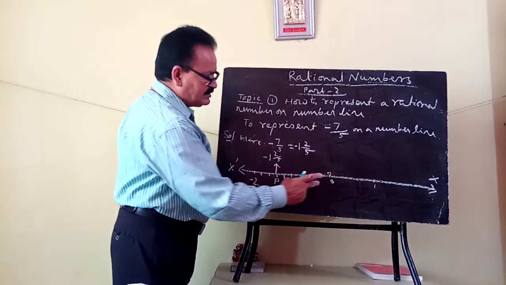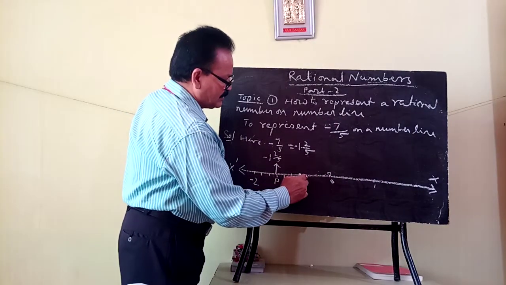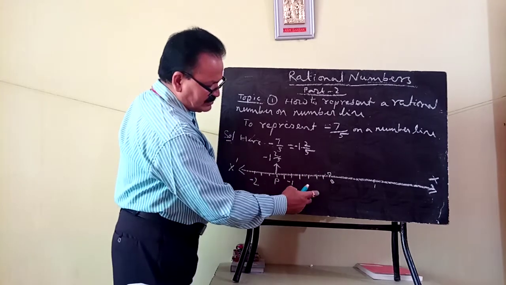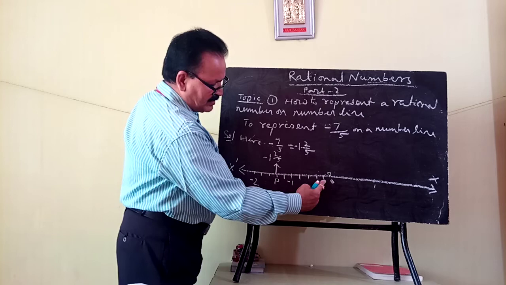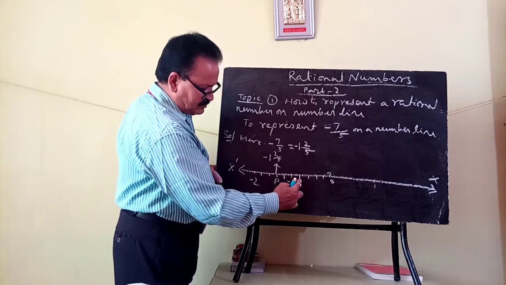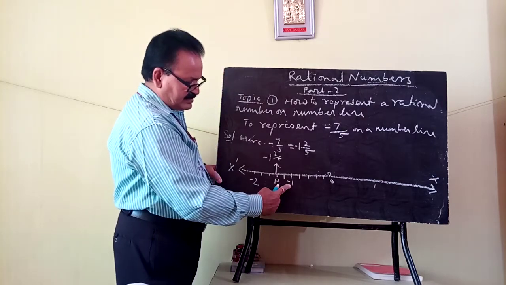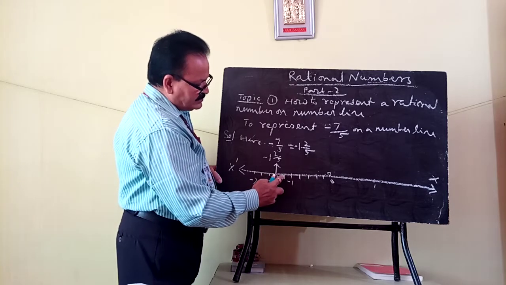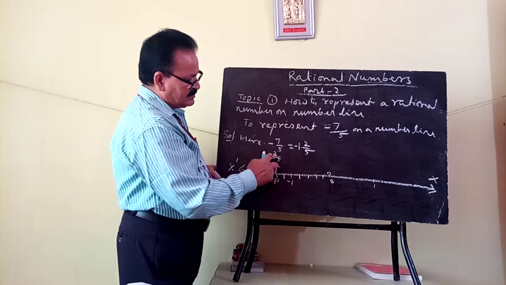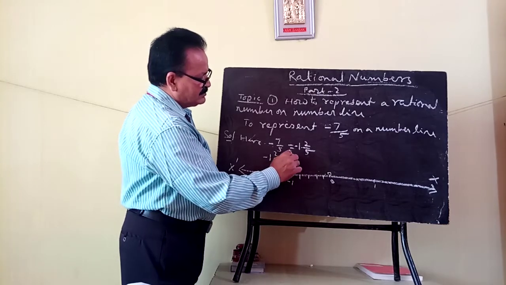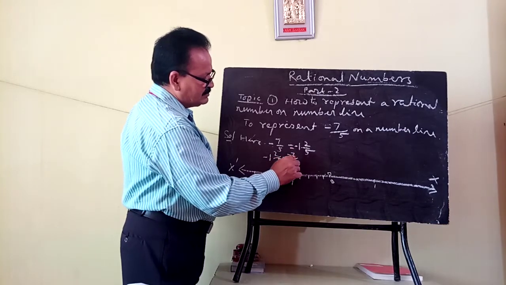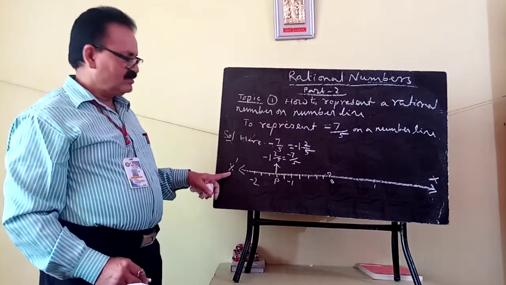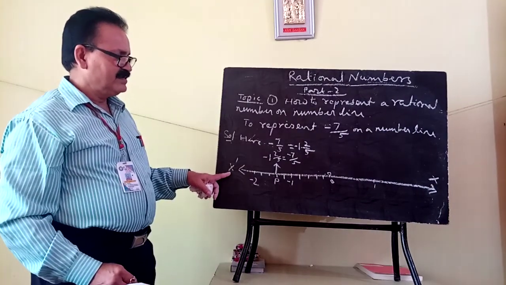The same thing you can draw here also for equal parts. In this case also you see this is 1 by 5, 2 by 5, 3 by 5, 4 by 5, 5 by 5 means minus 1. Then 6 by 5, 7 by 5. So this can be minus 7 by 5 also. So in this way you represent it on this number line.